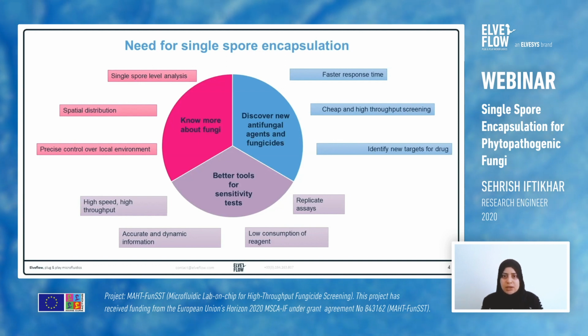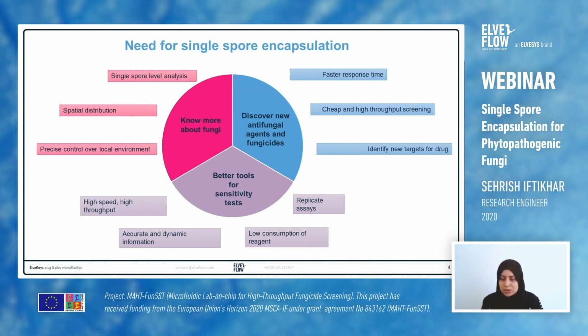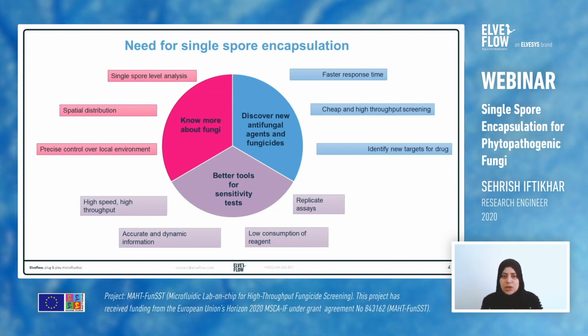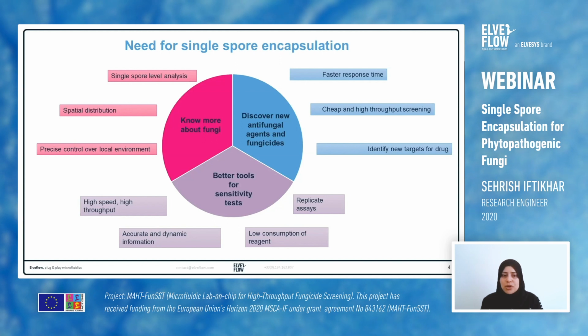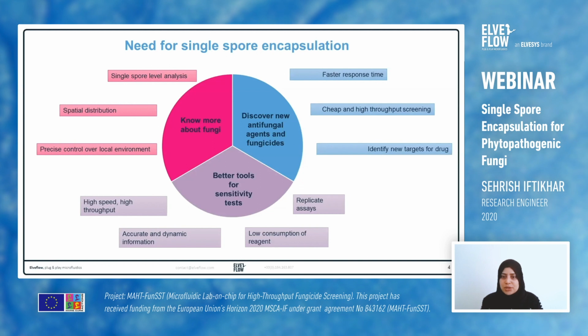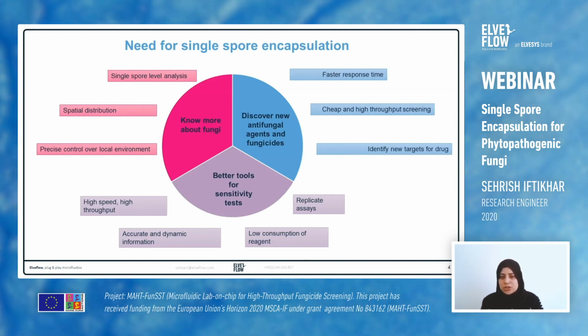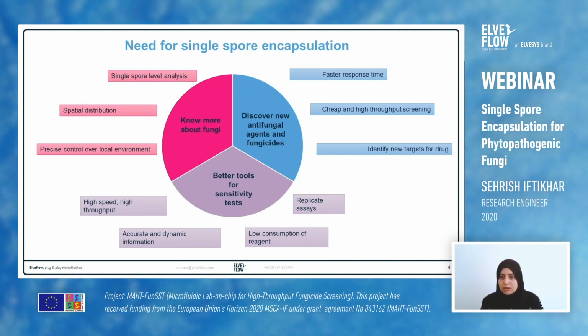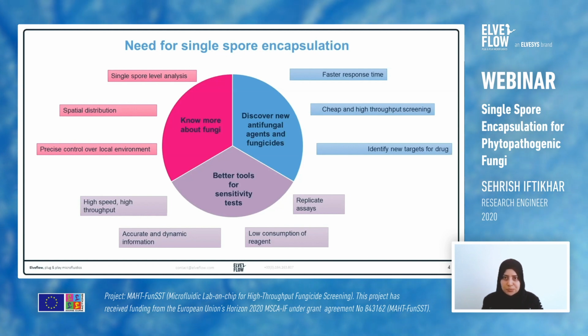The second aspect is that it can provide better control tools for sensitivity assays, as we can perform very high throughput and high speed screening, as well as we can have a large amount of very dynamic and accurate information by studying the thousands of spores at the same time. And as we are dealing with at the micron level, so the consumption of reagent and chemicals will automatically decrease. And the same assay can be replicated on the chip by fabricating the multiple channels.